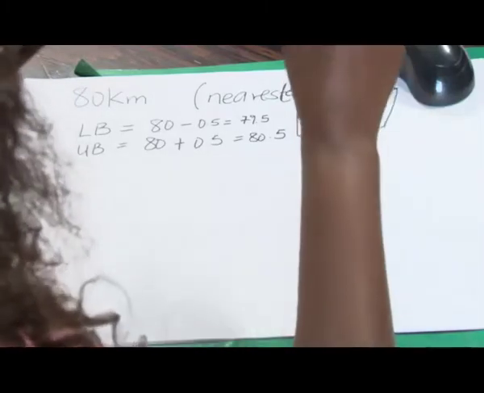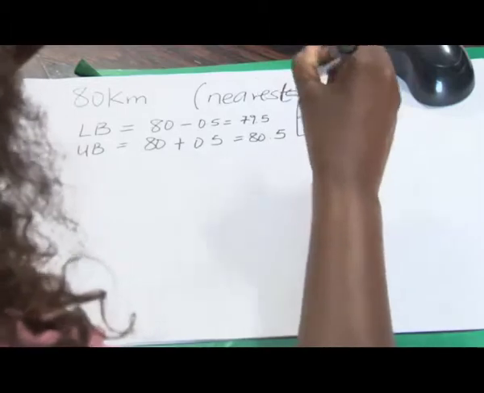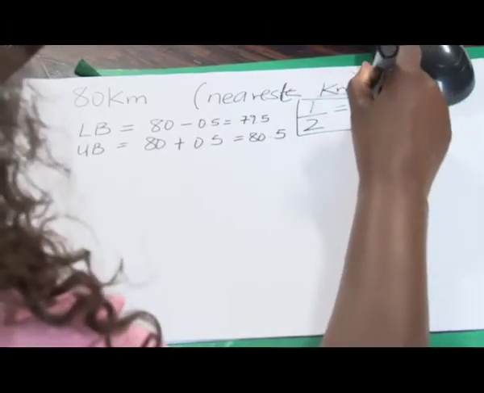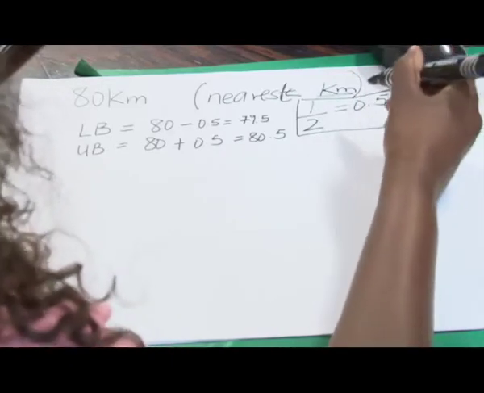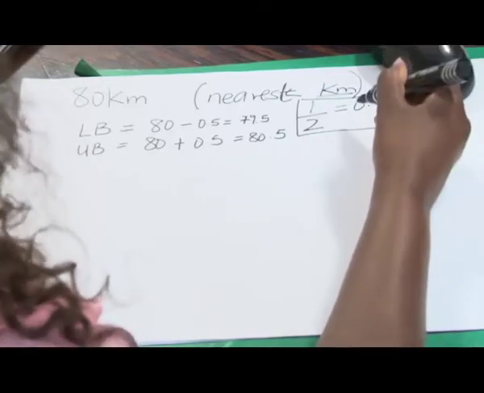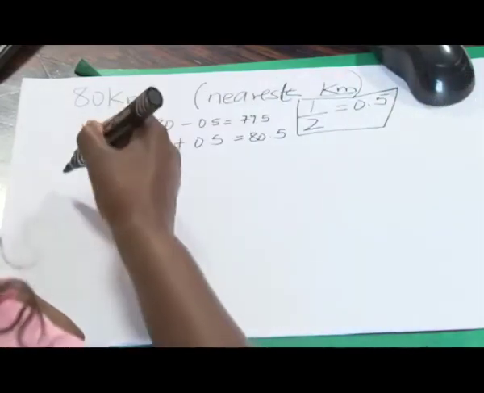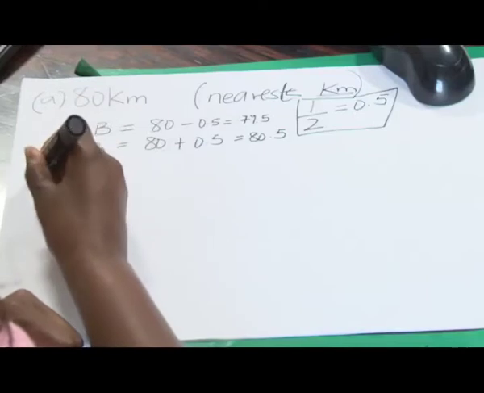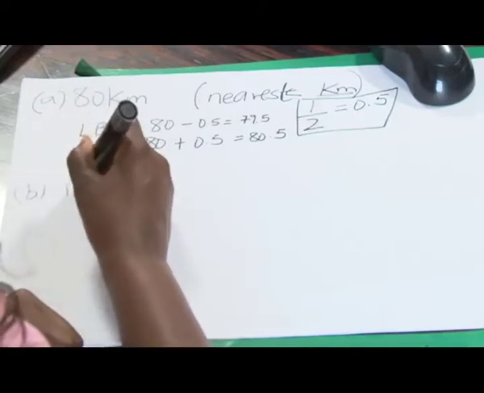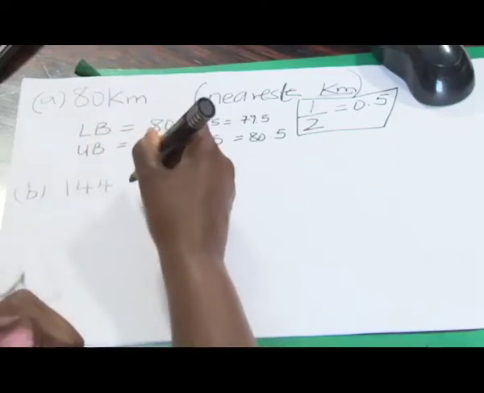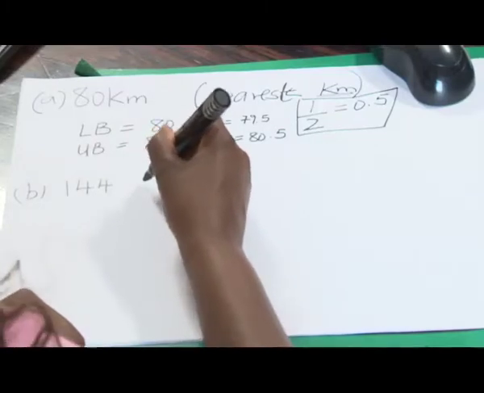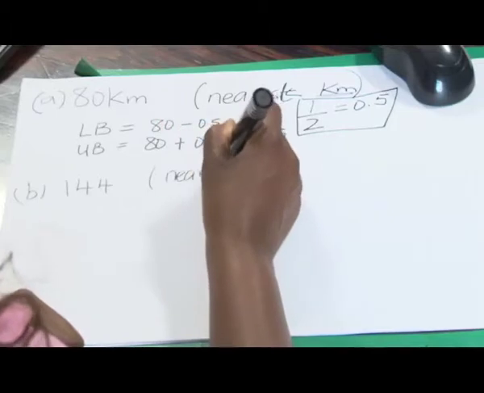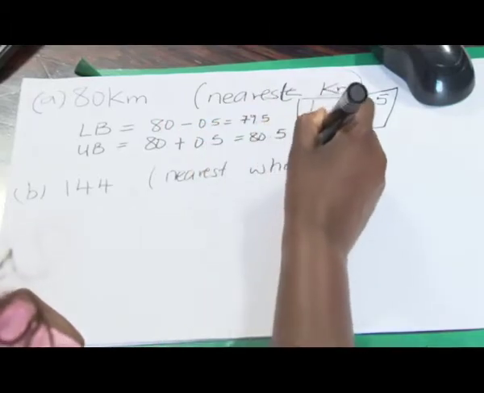Practice more on finding or knowing which number we should divide by 2, so that we get our number that we have to add or subtract to get the upper and the lower bound. Okay, the next one I have, this was A. There I have B, which said, how about if I said find the lower and upper bound of 144 to the nearest whole number.